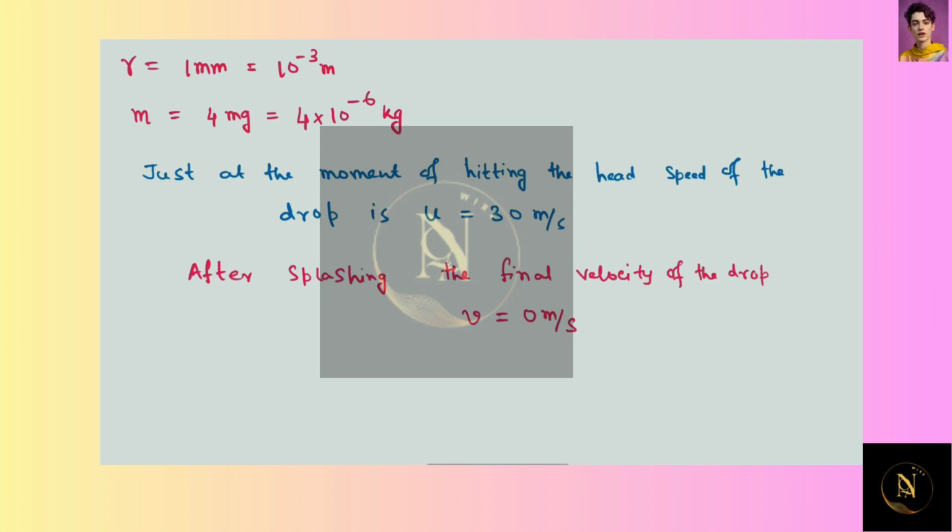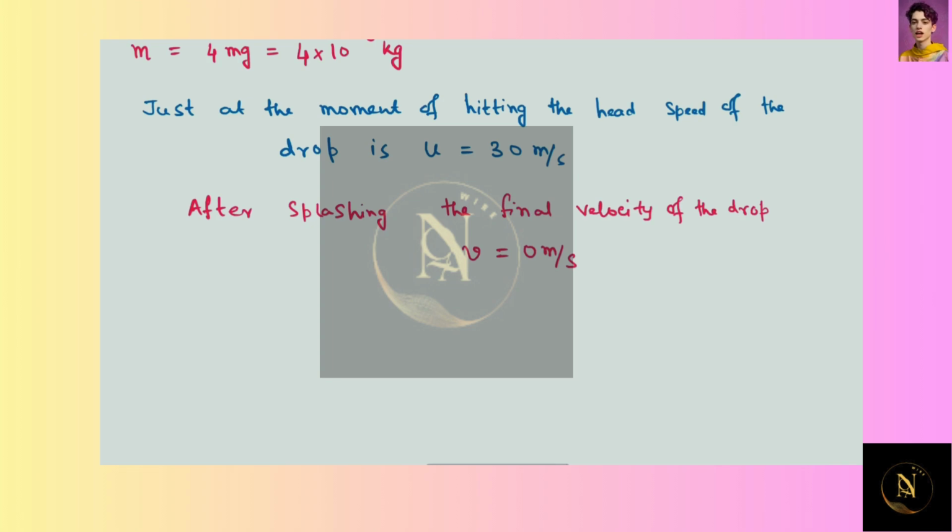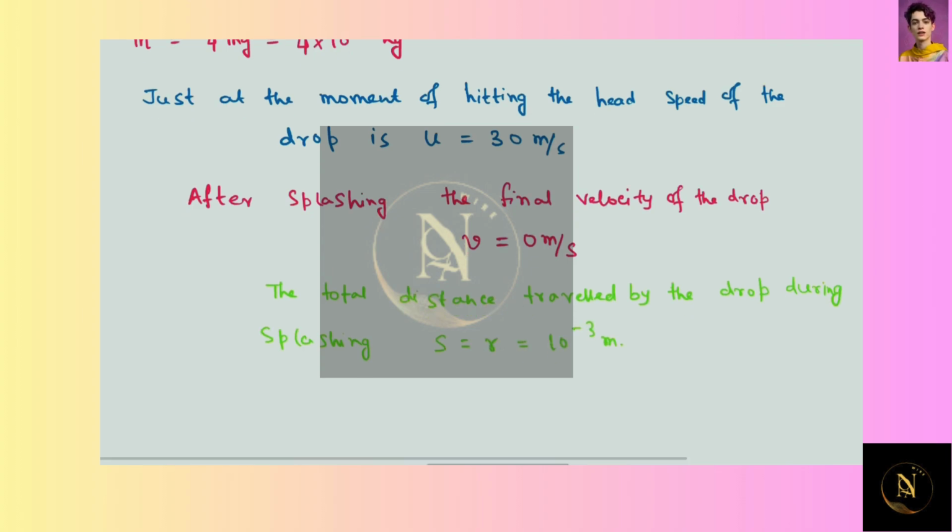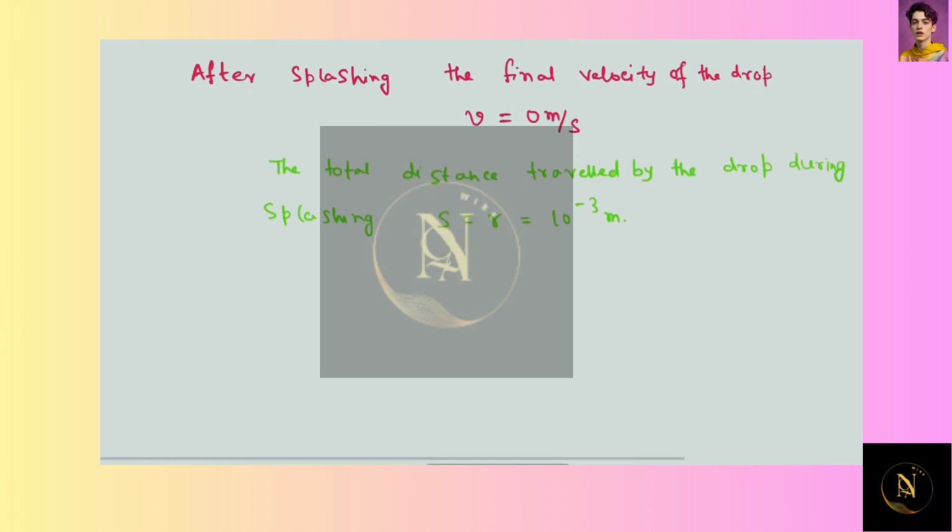So we can assume that during splashing the raindrop is going to be decelerated, and the total distance traveled by the drop during splashing, I can write as s, that is as given in the question, equal to the radius of the drop, which is 10 power minus 3 meter. So then we can first find the deceleration of the drop.